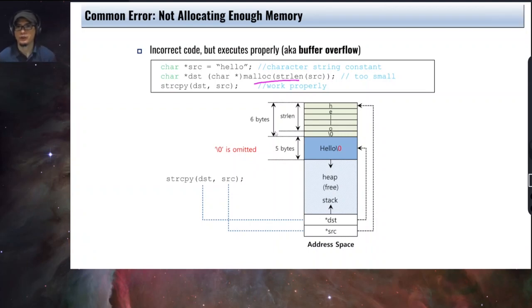So visualizing this error, it will look like this. We did the allocation on the heap. The source string is composed of 6 bytes, okay? But for the destination, we only allocated 5 bytes because strlen returns the actual length of the string, excluding the null character. So that is what happens, and we have a buffer overflow because the backslash zero, the null terminator, is not actually allocated.